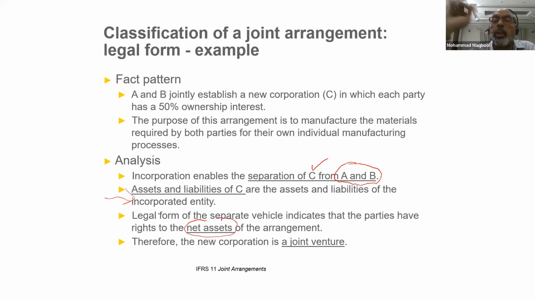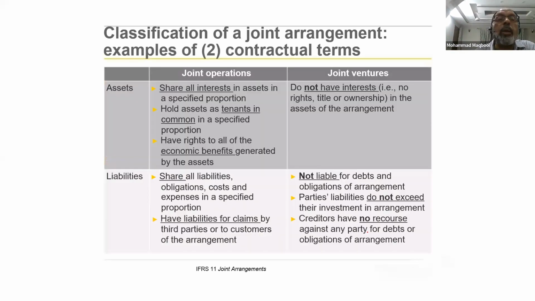If you have an investment in a corporation, you are not entitled to 2 chairs and 1 computer and 3 tables. You are not entitled to that. You are entitled to have a right over the net asset of the entity. And therefore, the new corporation is a joint venture. Okay. And now, second is the contractual term.